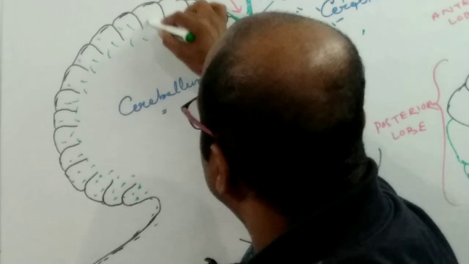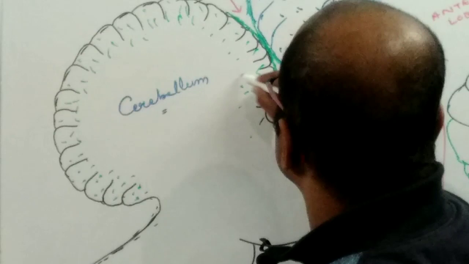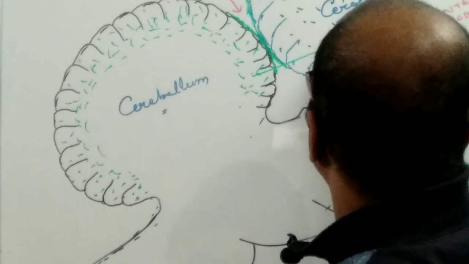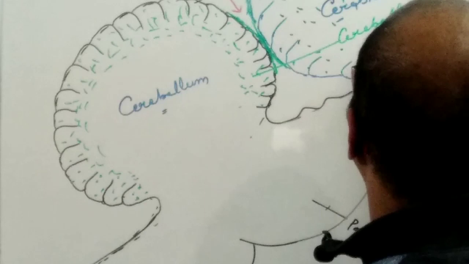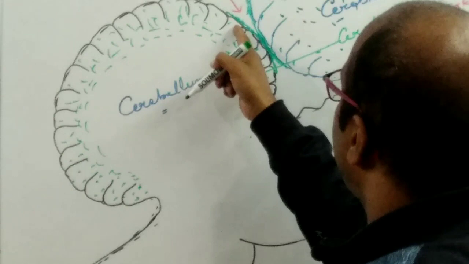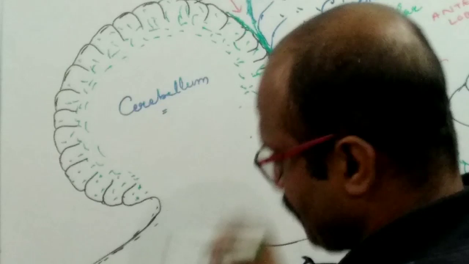The outer or peripheral region of the cerebellum contains the gray matter, and this region is known as the cerebellar cortex. The cerebellar cortex gets folded into a number of folds and forms parallel ridges. These parallel ridges are known as folia.